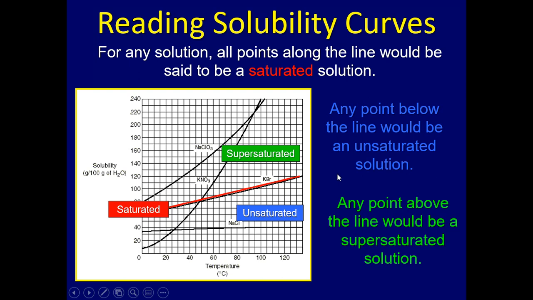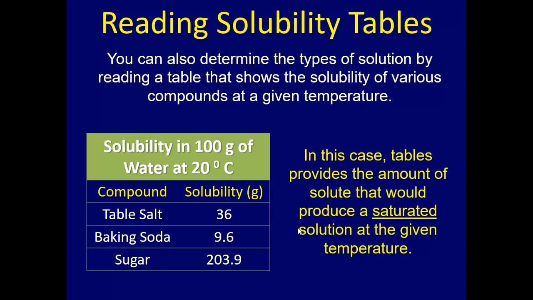Any point below the line would be an unsaturated solution. Let's say we're doing KBr, potassium bromide. Any point down here would be unsaturated. Any point along the line is saturated. Any point above the line, so anything up here, would be a supersaturated solution. That's how you read the graph and how you can tell what type of solution it is.